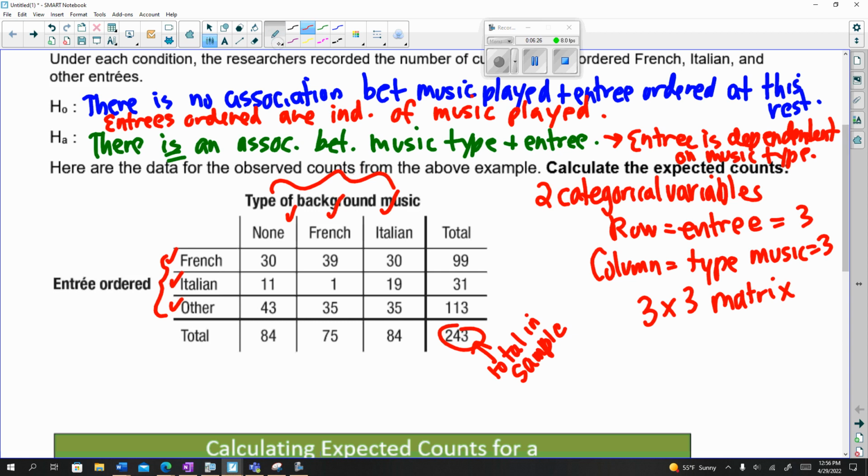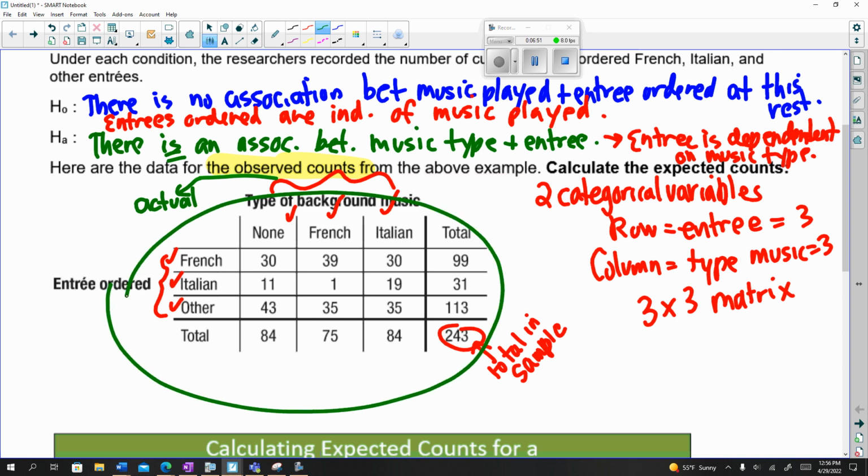So notice here it says these are the observed counts, or what actually happened in the sample. I want you to write down, besides the word observed, the word actual. Just like when we're doing our residuals for our y hat equation, this is like what actually happened versus what was predicted to happen. The same kind of concept here. These cells are what actually happened in this sample.